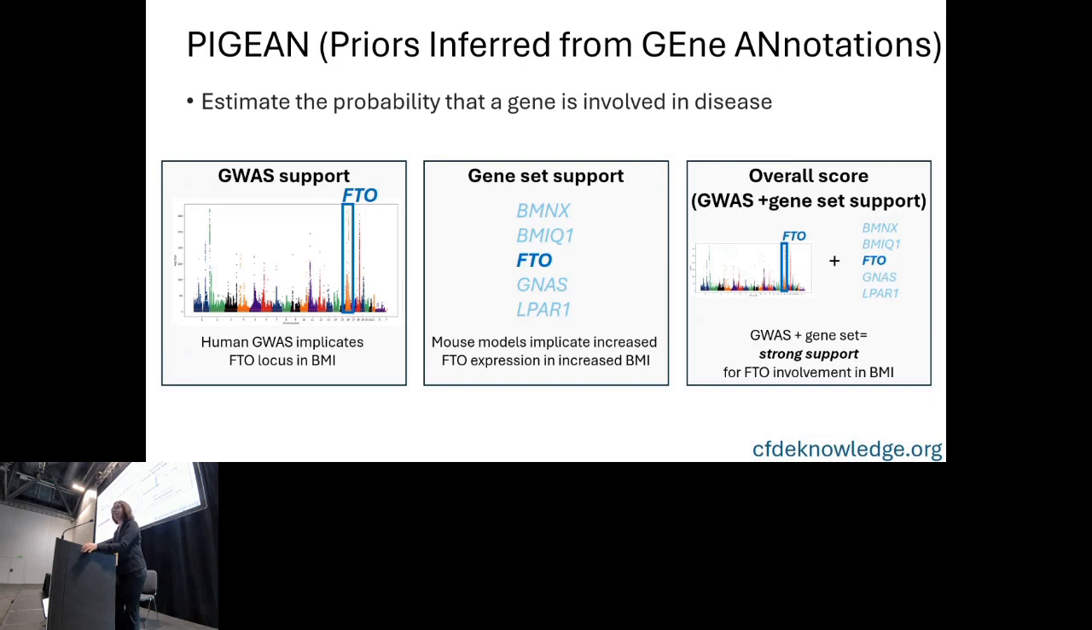Let's say you're looking at the FTO gene, and you want to know how likely that is to be involved in body mass index. You can start with GWAS support and see that human GWAS in multiple independent studies have implicated the FTO locus in BMI. However, if you look outside of human GWAS, you can also see that multiple gene sets, for instance from mouse models, also implicate increased FTO expression with increased BMI. So the collective result of these two lines of evidence shows that there is very strong support for FTO involvement in BMI.